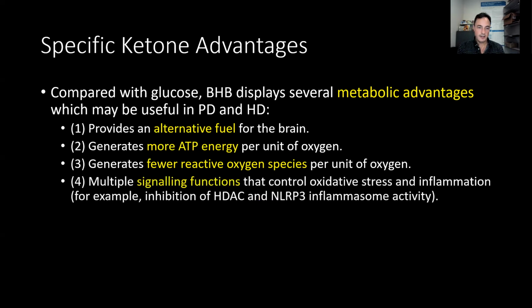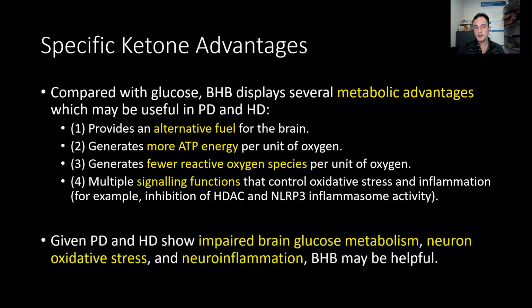And of course, ketones have multiple signaling functions that control oxidative stress and inflammation. For example, they inhibit histone deacetylases and NLRP3 inflammasome activity. And these are things that it is generally thought of as a good thing to limit the effects of, because by doing so, one can potentially reduce oxidative stress and inflammation. So given that Parkinson's and Huntington's show, amongst other things, impaired brain glucose metabolism, neuron oxidative stress, and neural inflammation, you can see why BHB may indeed be helpful.